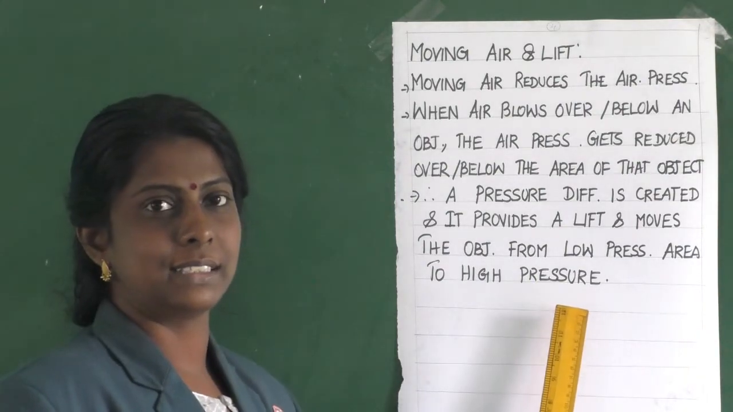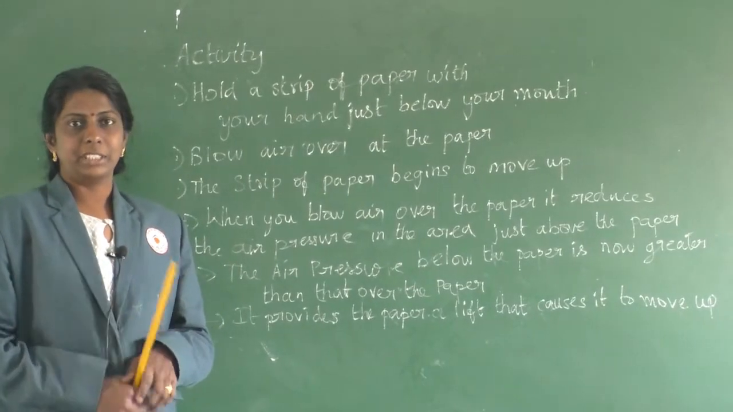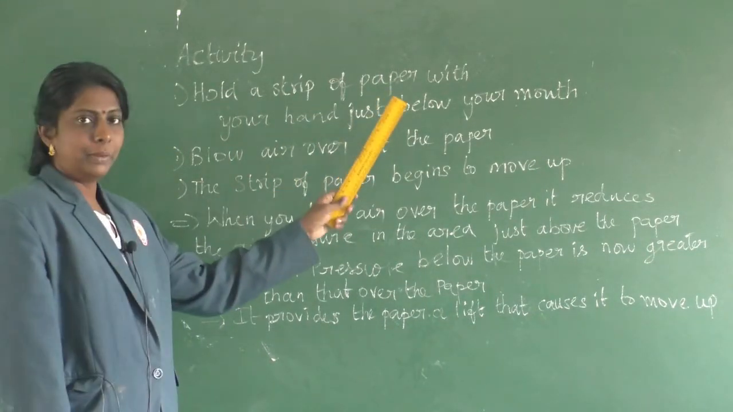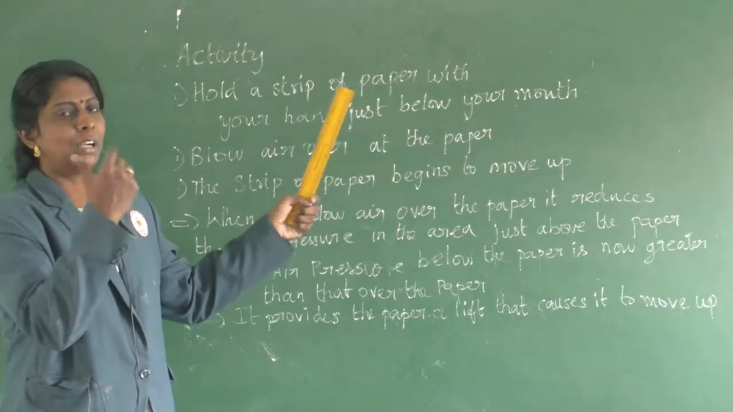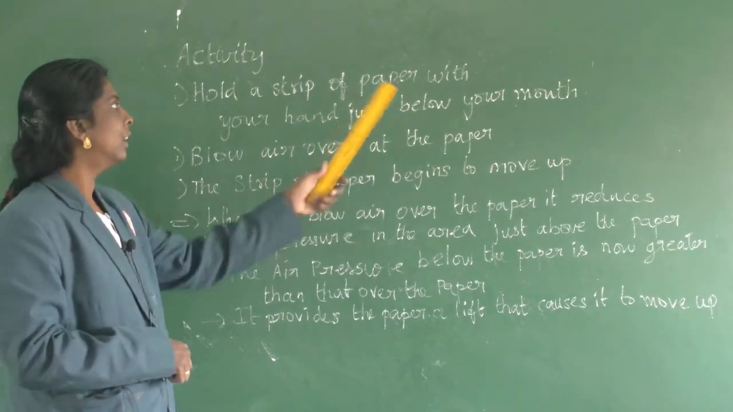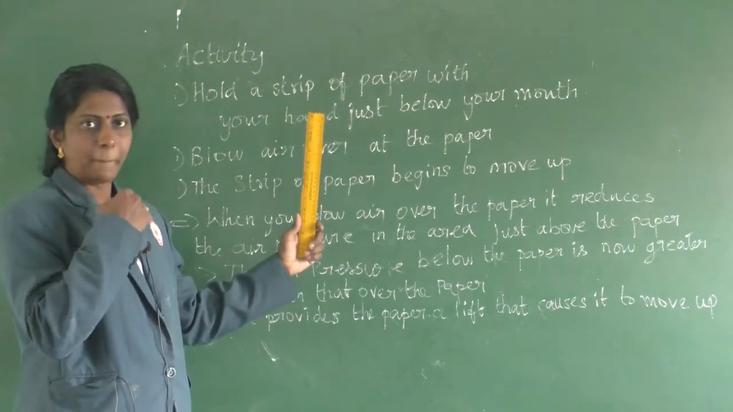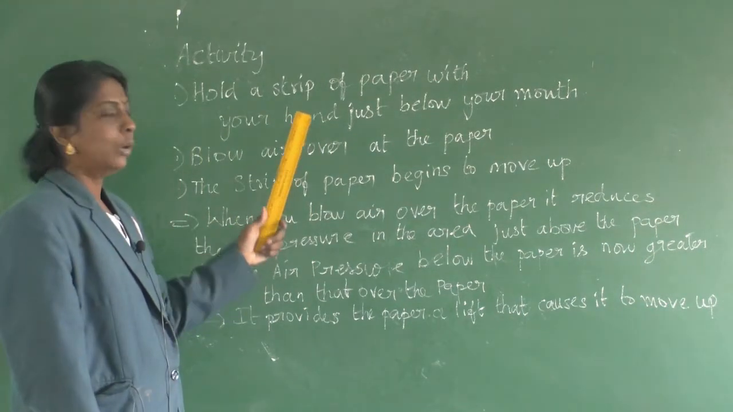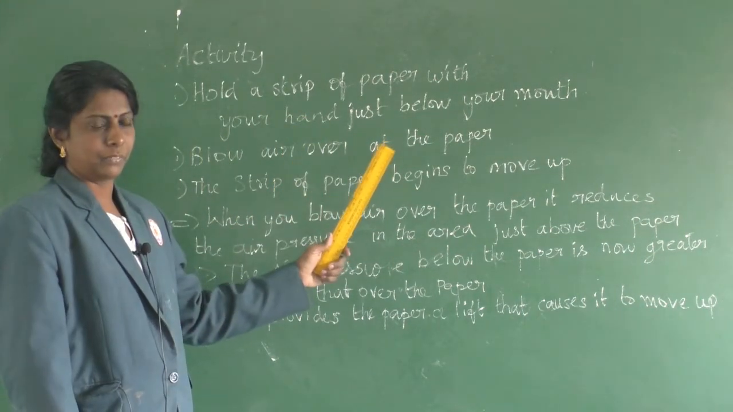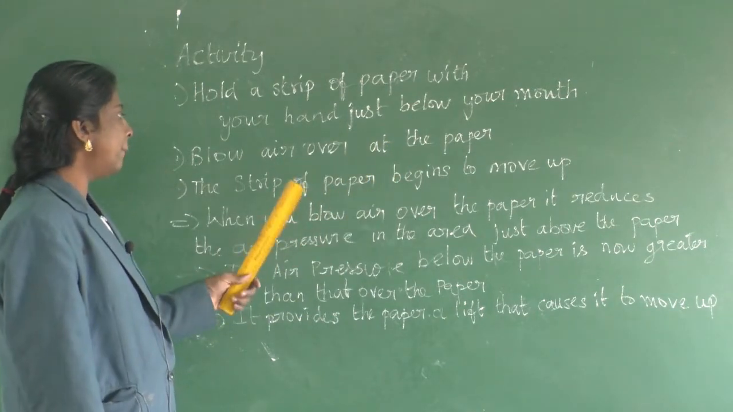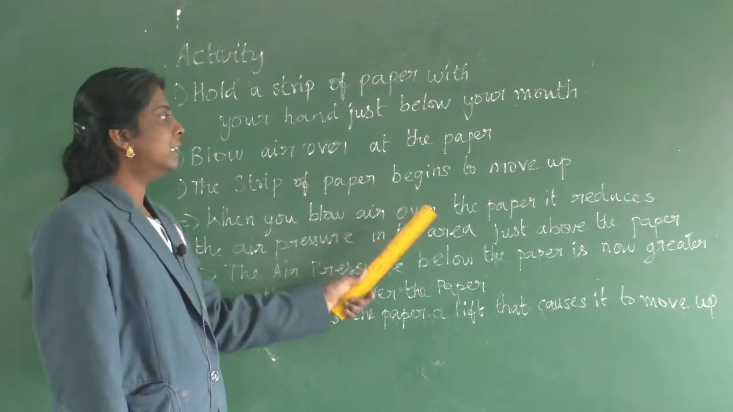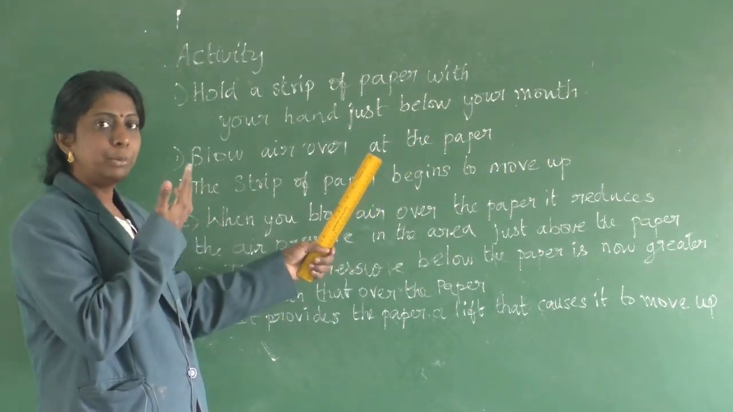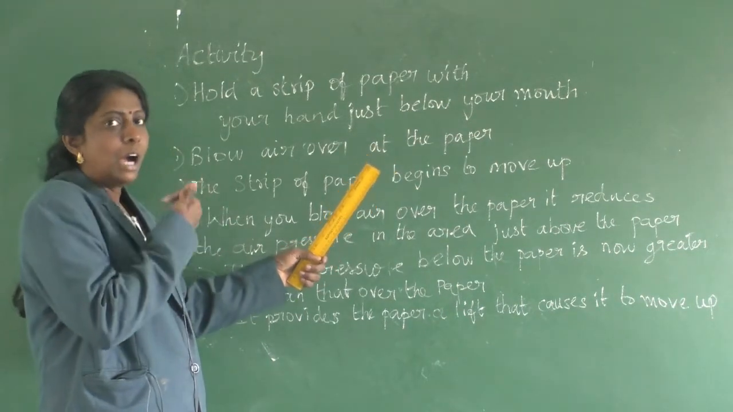Clear children? Yes. Now children, an activity for you all. So what are you going to do? Hold a strip of paper which is approximately 20 centimeter long, with your hand just below your mouth. Then blow air over the paper. So what happens? The strip of the paper begins to move up when you are blowing air over the paper.